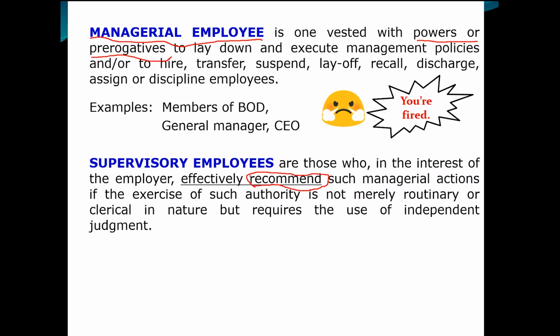Such managerial actions, if the exercise of such authority is not merely routinary or clerical in nature, but requires the use of independent judgment. Kung meron din naman siyang ginagamit na independent judgment, hindi naman routinary ang nire-recommend niya. Example, kapatas. So kahit tinatawag na manager, kahit title niya manager, kung nagre-recommend lang siya ng managerial action, wala siyang power or prerogative to lay down and execute management policies, then he is only a supervisory employee. He is not a managerial employee.